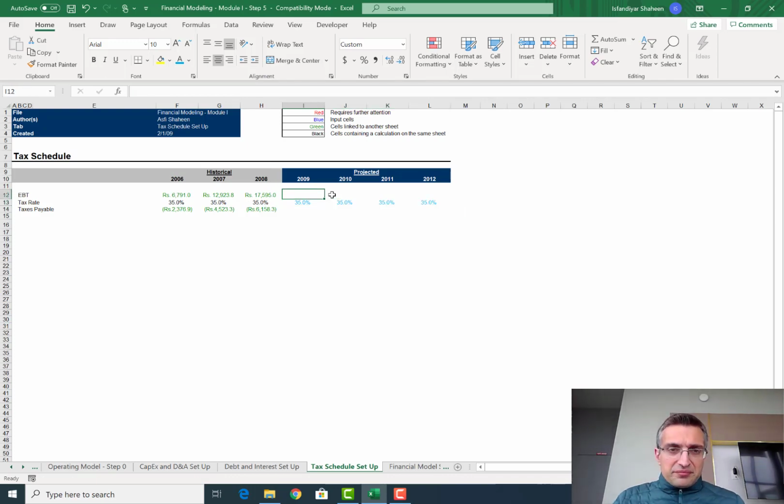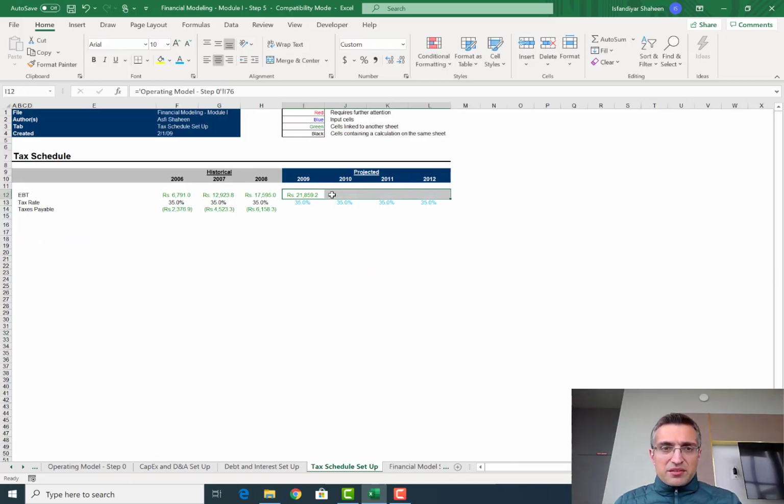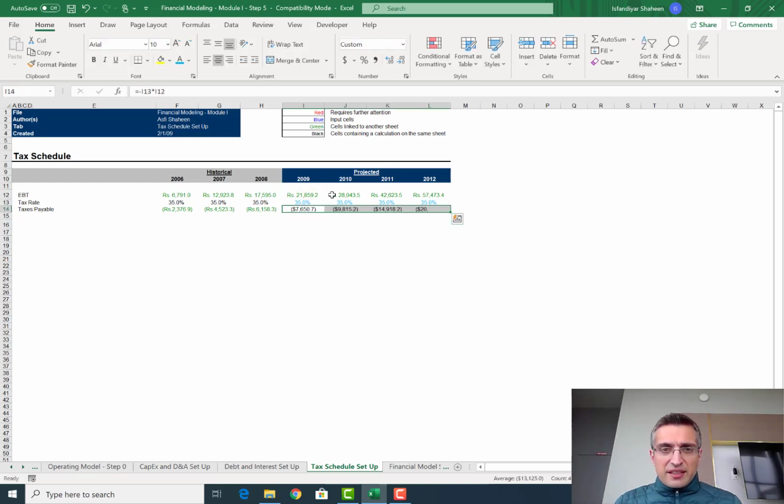And we are going to link earnings before taxes to operating model step 0. Copy this to the right. And for taxes payable, we will just simply multiply this 35% by earnings before taxes.